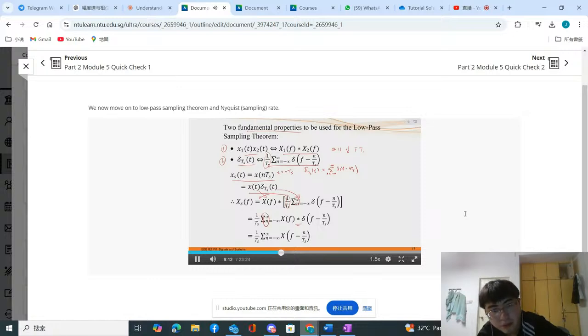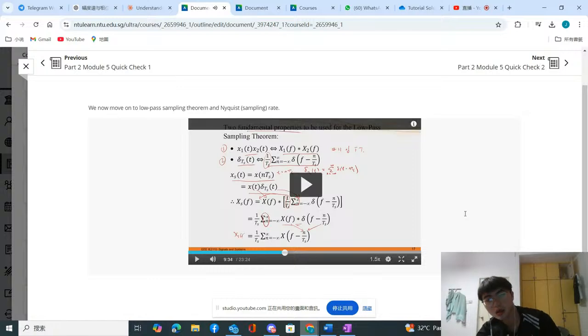So in this case, I'm performing the convolution between X(f) and a delta function, and you know that the result will be shifting this spectrum to the position of that delta function, okay? Which is replacing f by f minus nfs, or n over Ts. So you end up with this very neat equation.